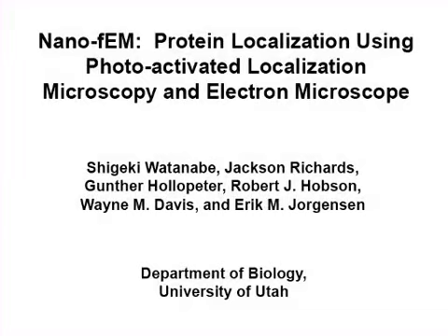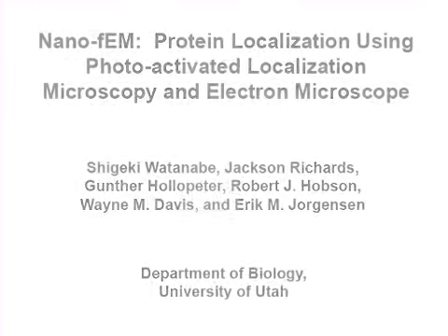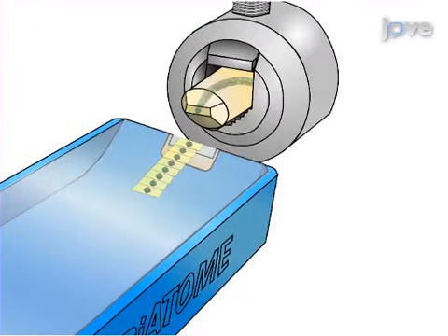The overall goal of the following experiment is to localize proteins in electron micrographs using correlated fluorescence and electron microscopy. Here, this method, known as Nano-fEM, is used to localize proteins in C. elegans. First, a transgenic worm expressing histone TDEOS is embedded in plastic and sectioned.